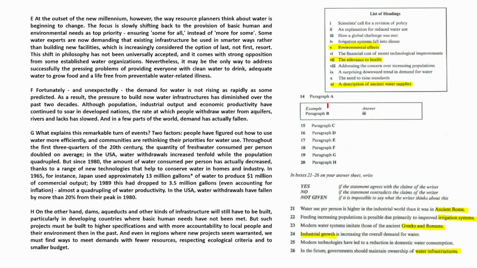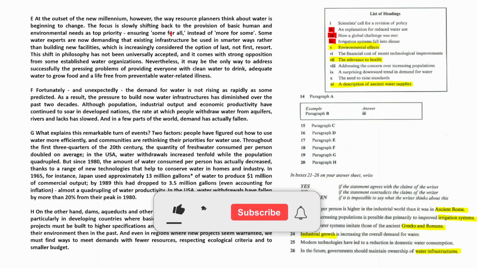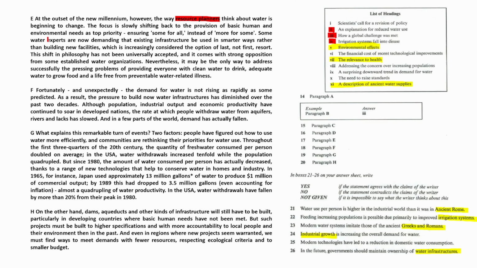Now we'll start eliminating some. The first one is, let's see, point number 3. This is already taken. Irrigation system, no, it's not about it. Explanation of reduced water use, no, this is not about reduced water use, but it is the explanation of how to use water in a different style. So it's about resource planners and experts rethinking how to use water again. So it's not about increasing populations, and not about the need to raise the standards. So here we have one left, raise the standards, and the next one, scientists call for a revision of policy.